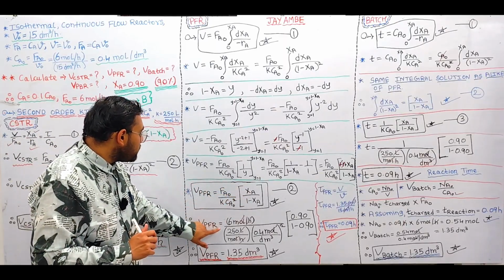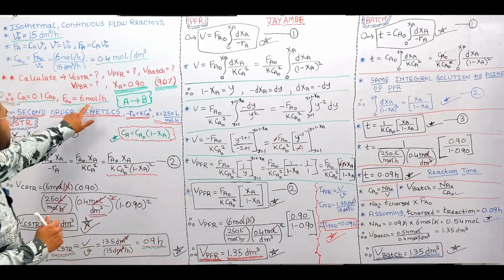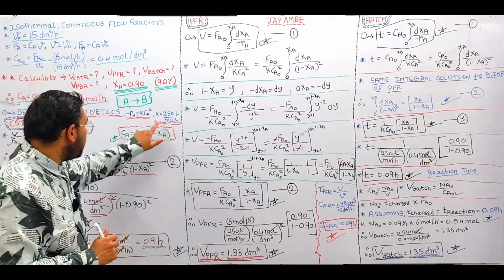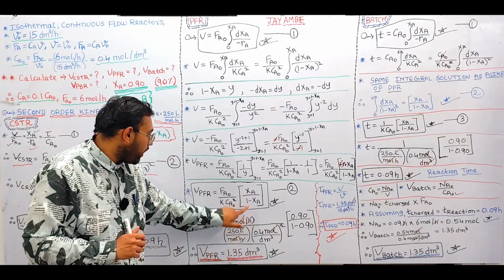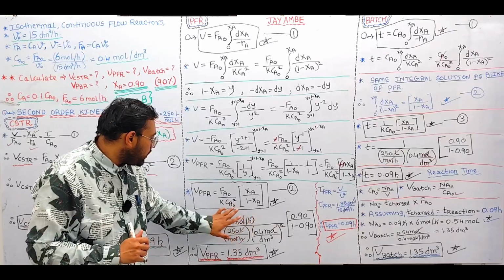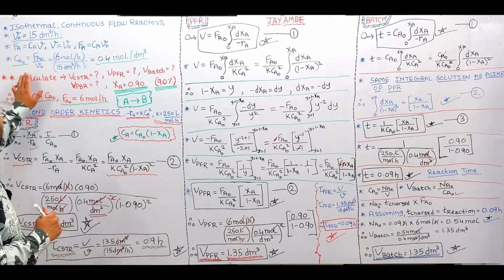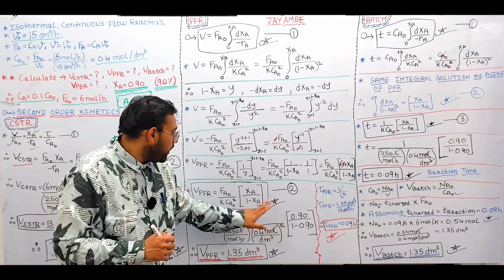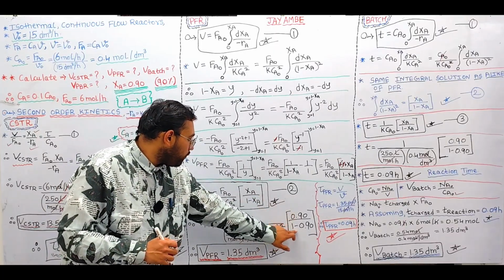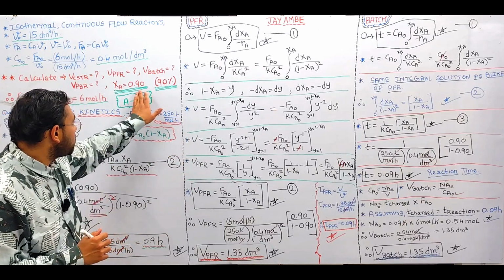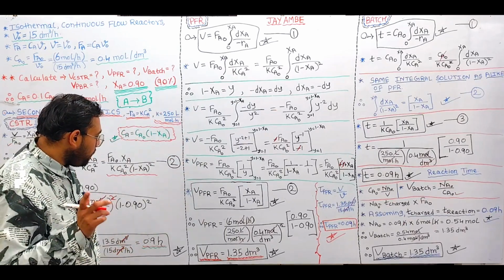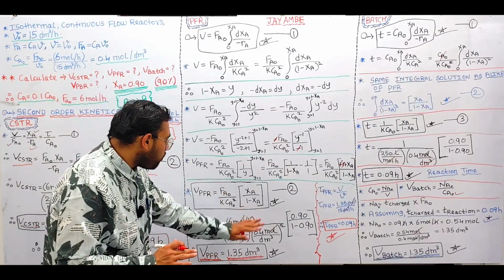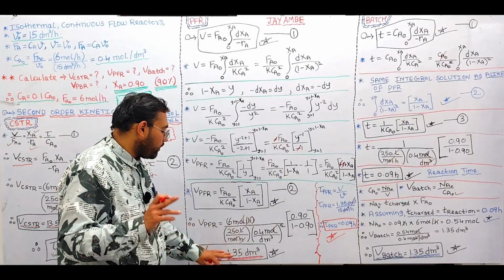So volume of PFR is equal to Fa naught. We have Fa naught as 6 moles per hour, right? So 6 moles per hour. K we have as 250 liters per mole hour. And Ca naught square we have as 0.4 mole per cubic decimeter, whole square, and Xa is 0.90 divided by 1 minus 0.90, right? Xa is 0.90. I hope up to here you have understood. Now just solve this and you will get the answer.